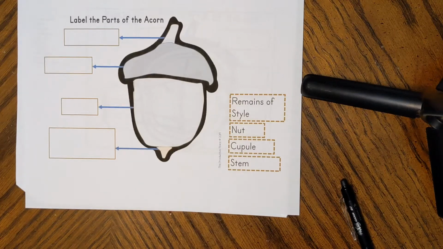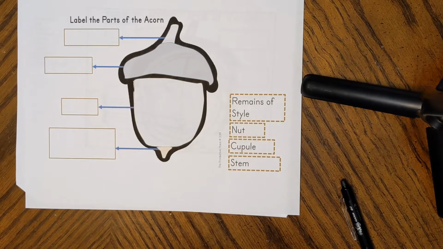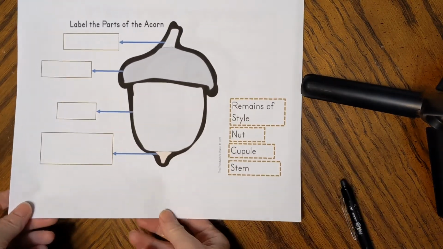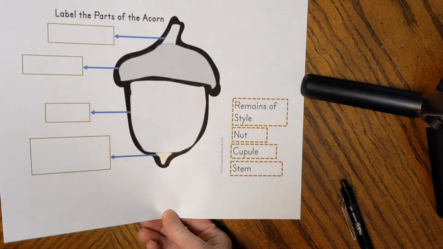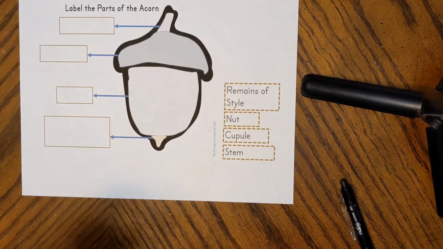Garden friends. We are here with the second activity for Science Kit number 11. We are going to label the parts of the acorn. Now this first part is going to be for TK through first graders, and after we do this one we will work on the one for second through fifth grade. All have the same acorn. It's a little bit more detailed than my TK through first grade one.